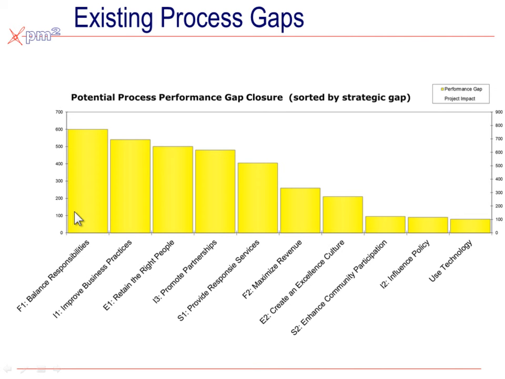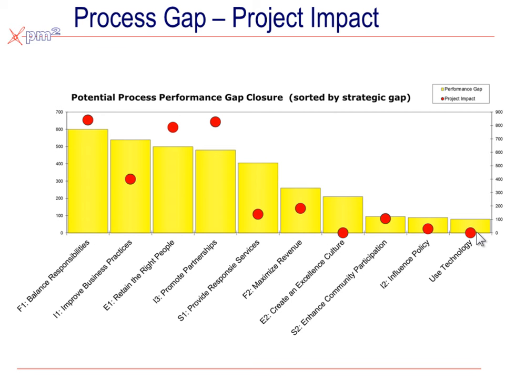So we've just charted here the specific gaps which existed in this organization based on the current process performance as seen in light of the current strategy. And if we combine those two charts, we see something that's interesting. That red dot around financial responsibilities shows a reasonable position in proportion to the gap.